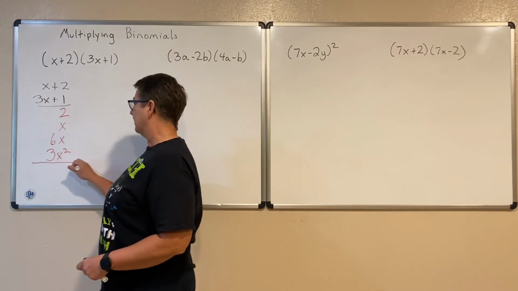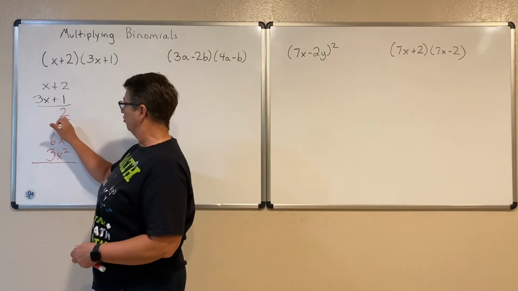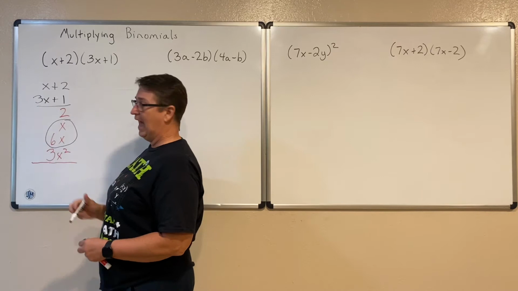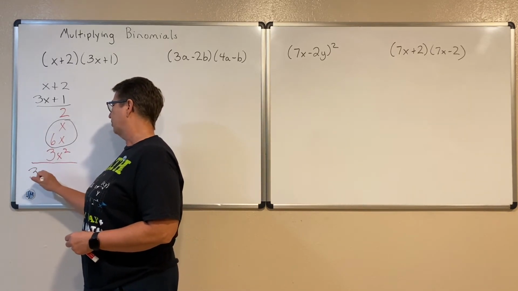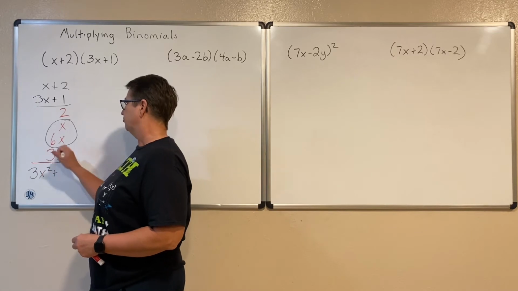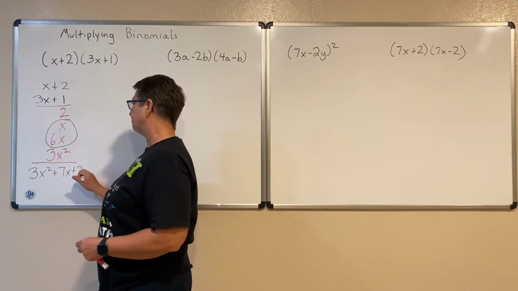And then I can only combine my like terms. So I can only combine these guys. I'm going to add them together, but those are the only ones I can combine. So I have 3x squared plus, well, 6 plus 1 makes 7x plus 2.